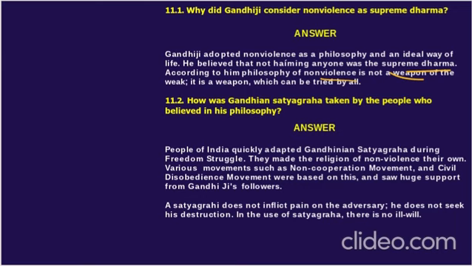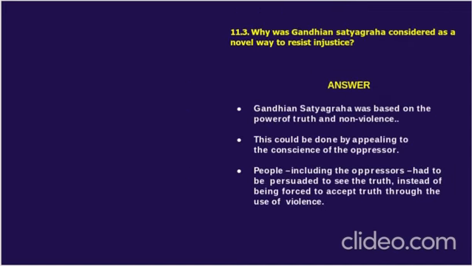Everything is done peacefully. Now, the last question of this case study: why was Gandhian Satyagraha considered a novel way to resist injustice? We have to explain the Gandhian Satyagraha. Why was it considered a very good novel way to resist injustice, the injustice which was done by the British on Indians? So, the answer to this question is that Gandhian Satyagraha was based on the power of truth and non-violence. It was based on the main principles of ahimsa, peacefulness, truth, non-violence, right? And this could be done by appealing to the conscience of the oppressor.